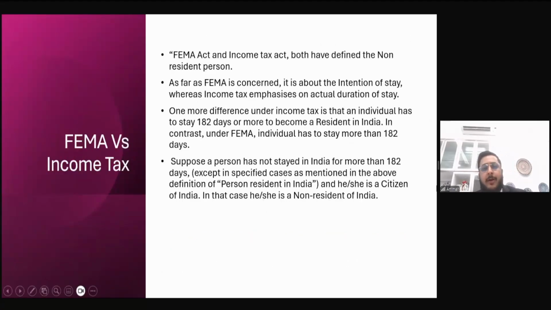As we know, the definition of resident is also in the Income Tax Act. But in FEMA, as I understand, it is more about the intention of stay, whereas income tax emphasizes the actual duration of stay. One more difference: in income tax, a resident has to stay 182 days or more to become a resident in India. In contrast, under FEMA an individual has to stay more than 182 days, other than the exceptions. The exceptions are a different thing.